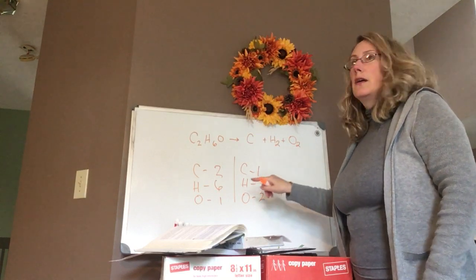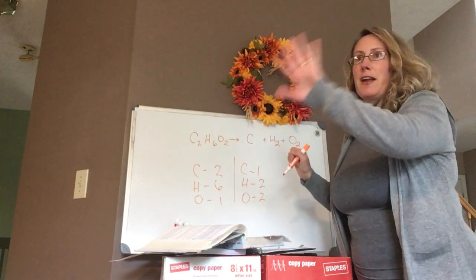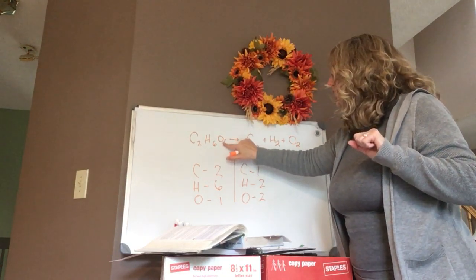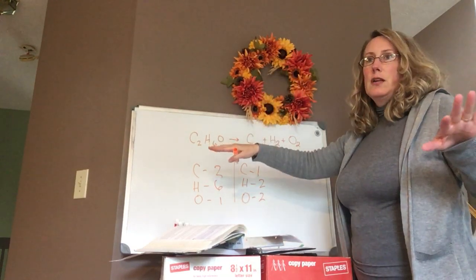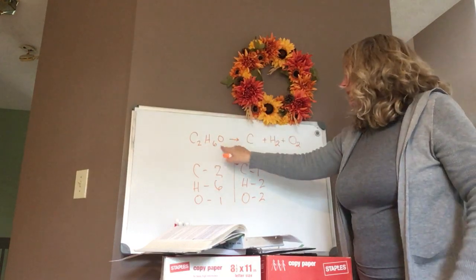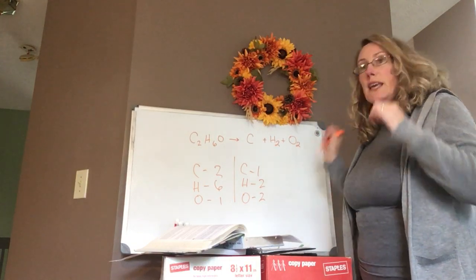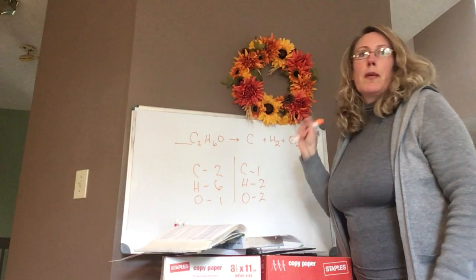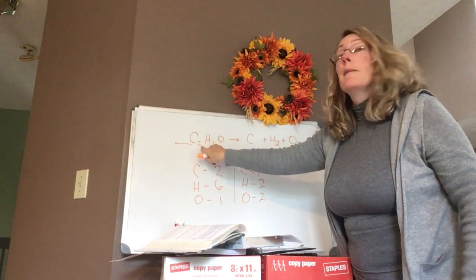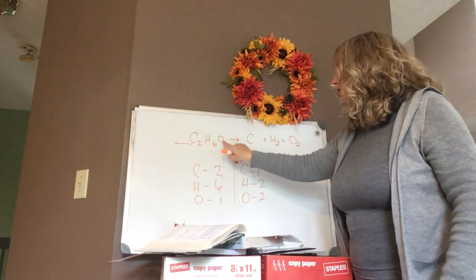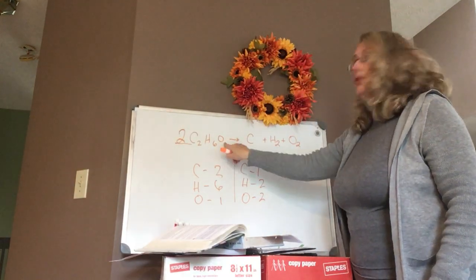Put the 2. Where do I put the 2? Do I put it here? Never, never, never, never, never. No, why? Because that just changed it. It was ethanol. If I change that to a 2, it's no longer ethanol. I've changed my molecule. So this is the recipe. I can't change those subscripts. What I can change is the big number. Remember that cool name? Stoichiometric coefficient. The big number. I can change how many of these I have. So to change this oxygen, I have to put a 2 here. Okay? So don't change it there.